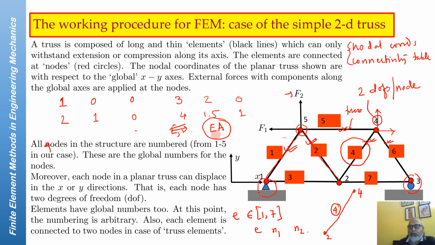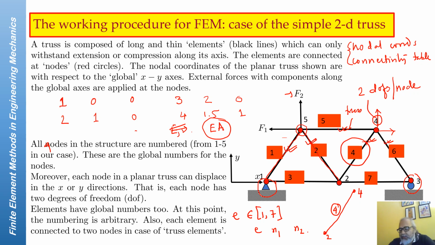So for every node, you will have to tell the finite element code whether there are any external forces applied. Here no node has any external force applied except node number 5, where there are two external forces, minus F1 and F2, applied in the X and Y directions. So we have to pass that information to the program in some way.